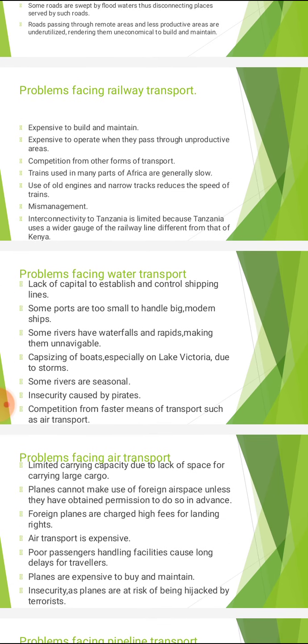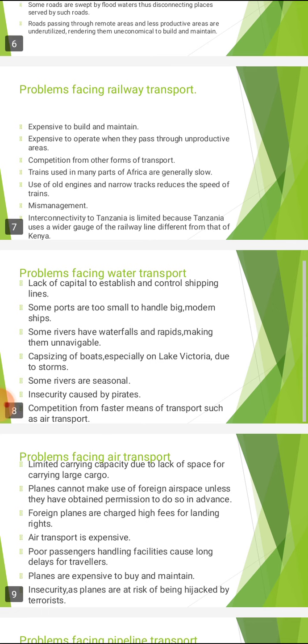Problems facing water transport: lack of capital to establish and control shipping lines. Some ports are too small to handle big modern ships. Some rivers have waterfalls and rapids, making them unnavigable. Capsizing of boats, especially on Lake Victoria, due to storms. Some rivers are seasonal. Insecurity caused by pirates. Competition from faster means of transport, such as air.